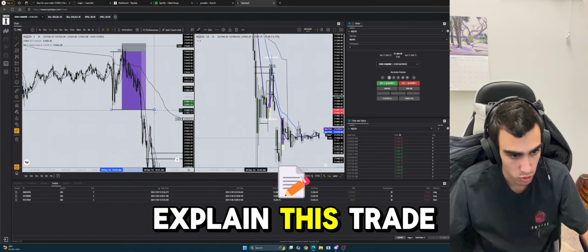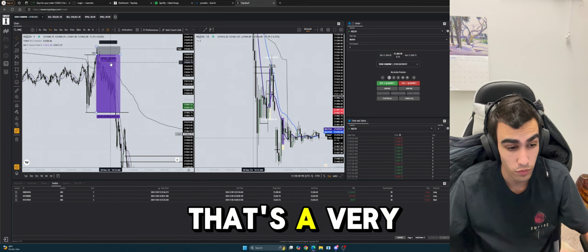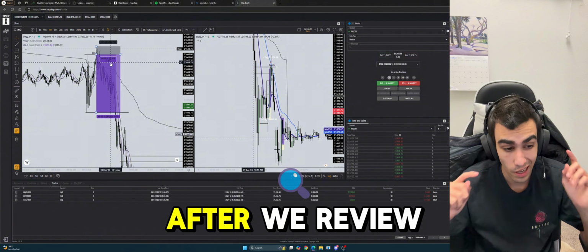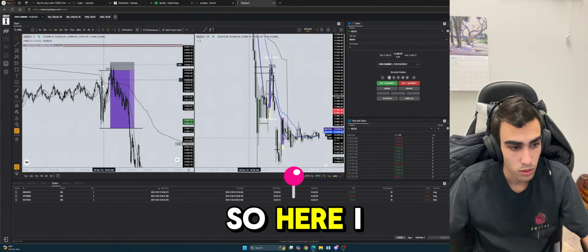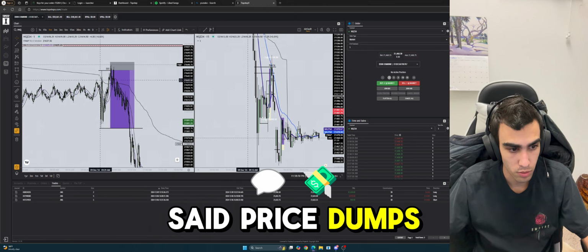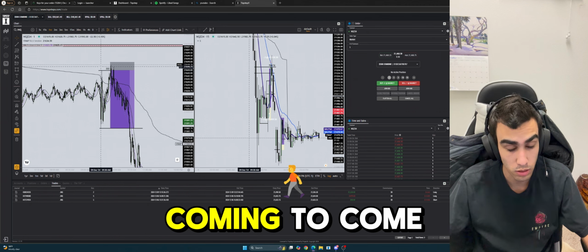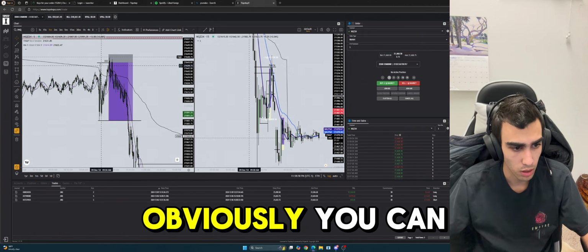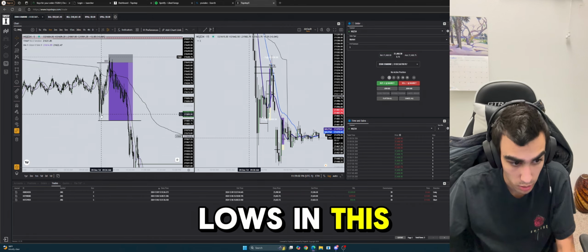So let me explain this trade. That's a 7.27 RR, a very good risk to reward. I actually didn't take this trade. I will go over the trade I did take after we review this. So like I said, price dumps, shoots back up into this range, and sellers come in control at this high. Obviously you can see sellers came back into play and took it back down to the lows in this range.